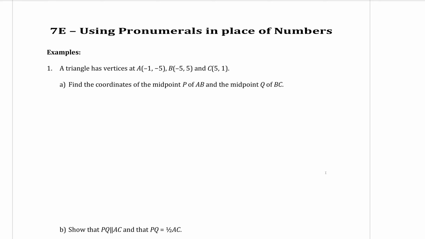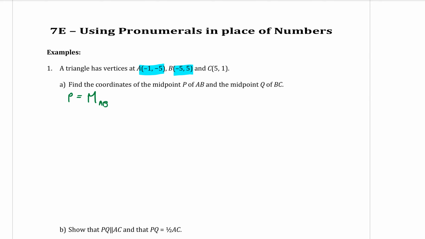Okay, first question. A triangle has vertices A, B, and C. Find the coordinates of the midpoint, which we're calling P, of AB, and the midpoint Q of BC. So normally I would call that capital M for midpoint, and I would write a little AB. But they're telling me to call it the point P. Now I'm going to be using the A and the B to find the midpoint.